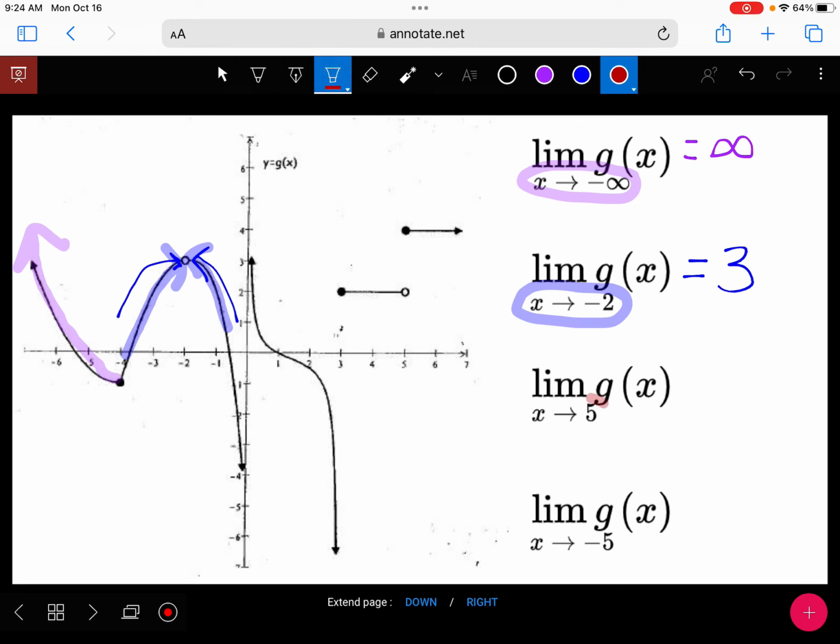All right, let's do the limit as x approaches 5. As x approaches 5, what is our limit? It doesn't exist. If we look here at 5, it's approaching 2 different values.